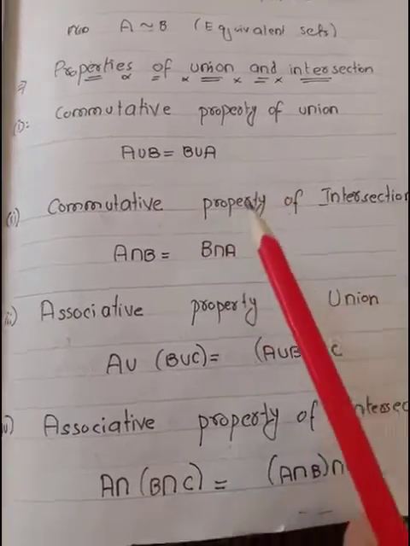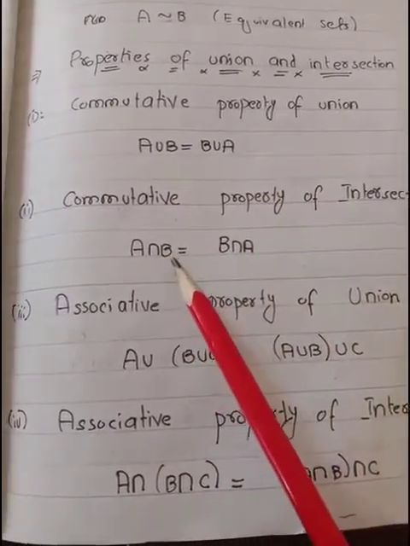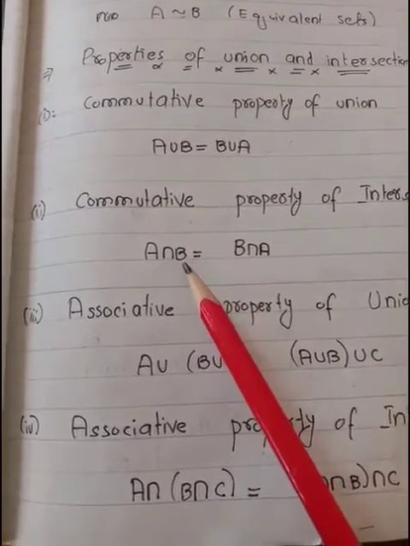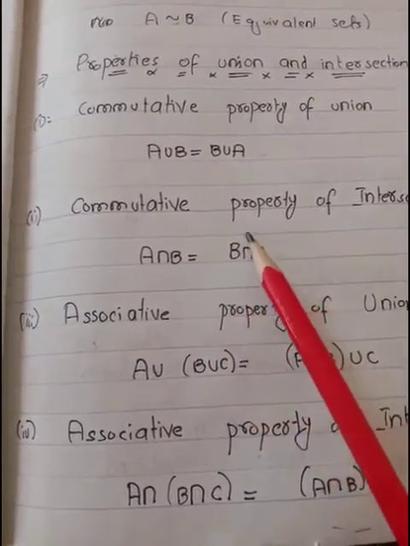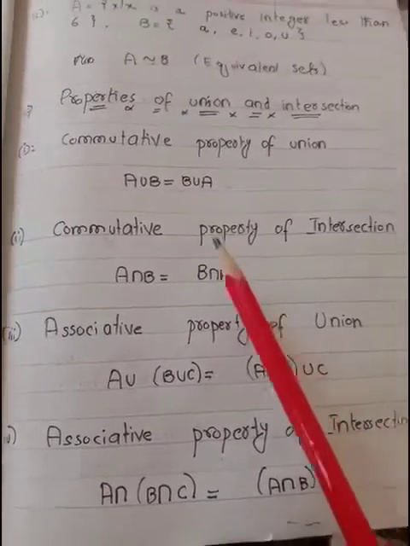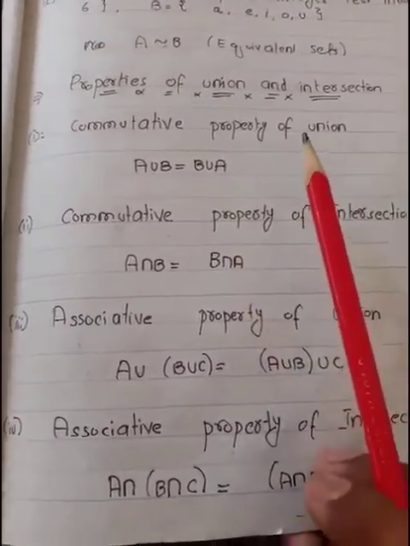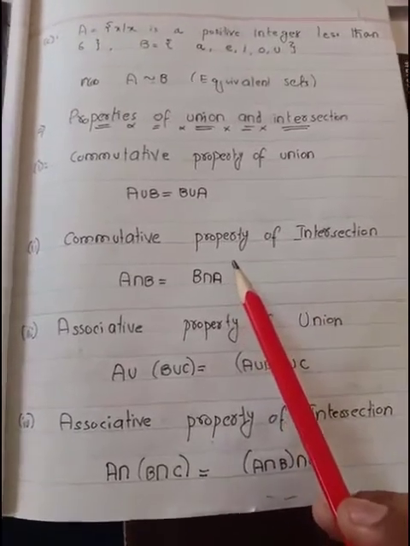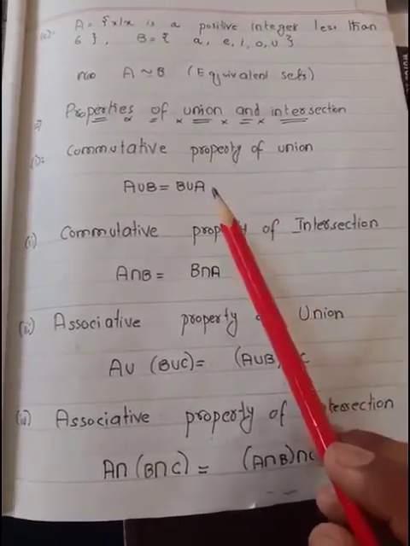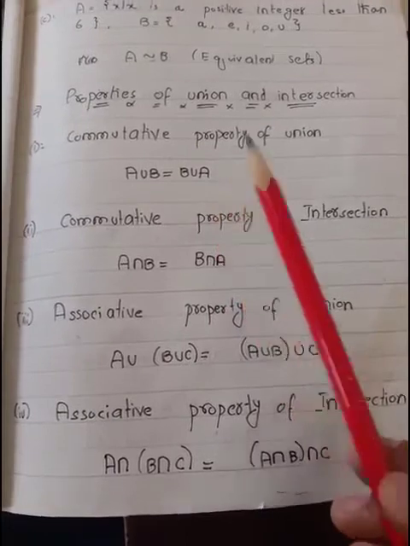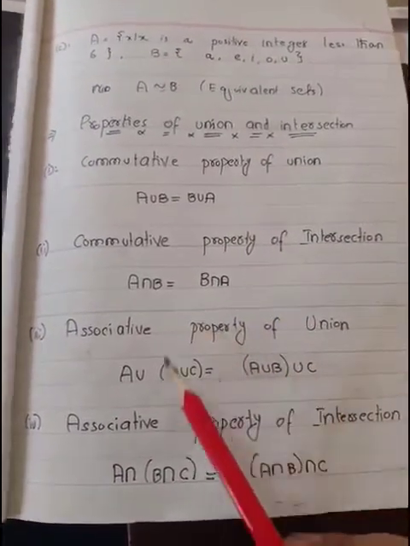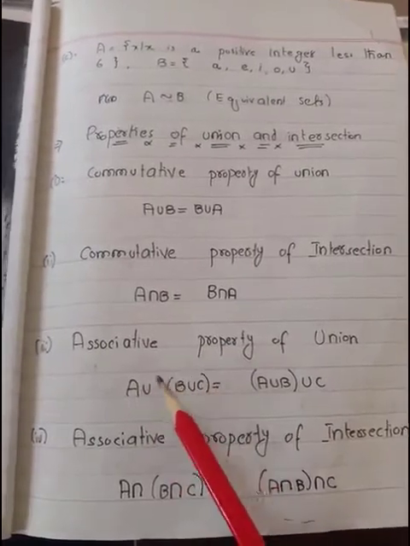And the commutative property of intersection is A intersection B equals B intersection A. If we first find A intersection B, then we find B intersection A, the answers of both sides will be the same in the commutative property of intersection. Please note down that in the commutative property we have two sets, only A and B, but in the associative property of union and intersection we have 3 sets, and these 3 sets are A, B, C.